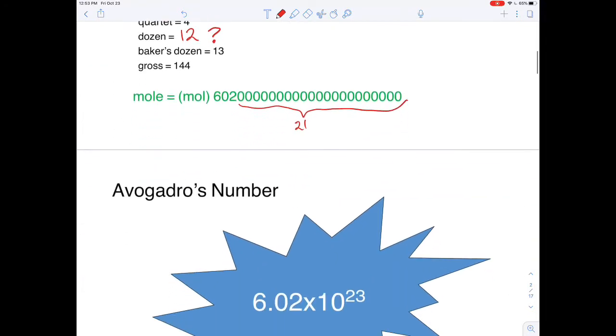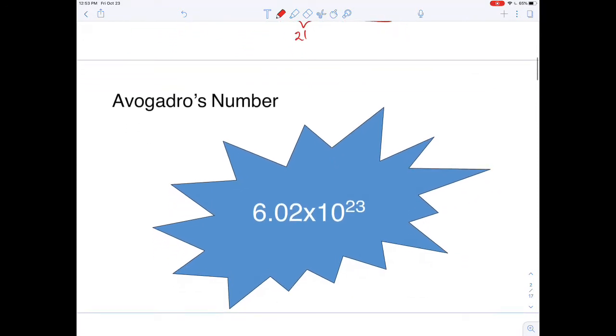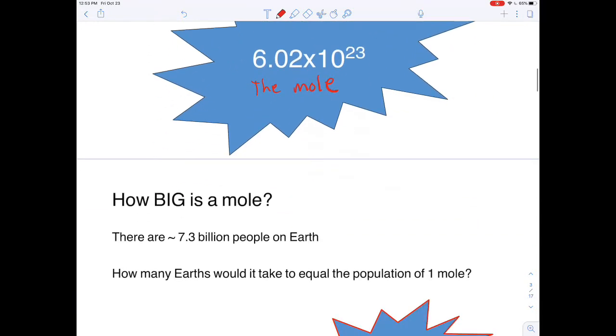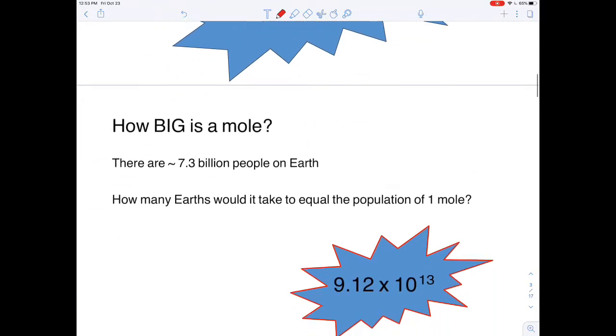Okay, so how big exactly is the mole? Well, first off, we can call the mole Avogadro's number. You're going to learn more about him later on in this video. But it's 6.02 times 10 to the 23rd power. So this is the mole, or 1 mole. So how big is it?